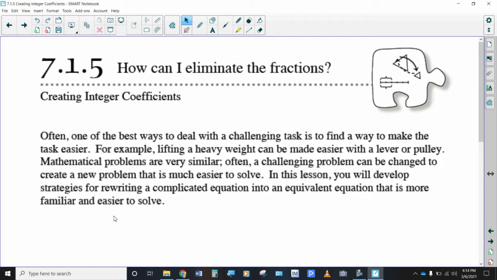So, in this lesson, you're going to develop strategies for rewriting more complicated equations into equivalent equations that look a lot easier to solve. And I say they look a lot easier to solve because essentially you're doing the same steps. It's just in a slightly different order that is more pleasing to the eye, that makes it seem like it's easier to solve. But when you really get down to it, you're doing the same steps that you would normally do if you had never learned this strategy that we're going to get into starting today.